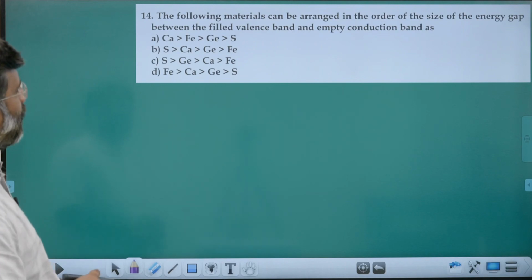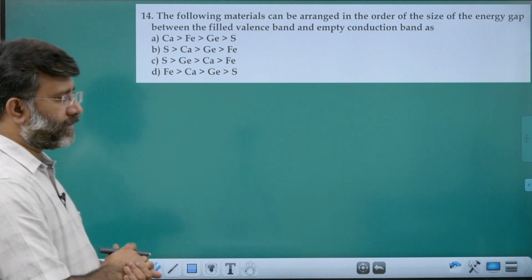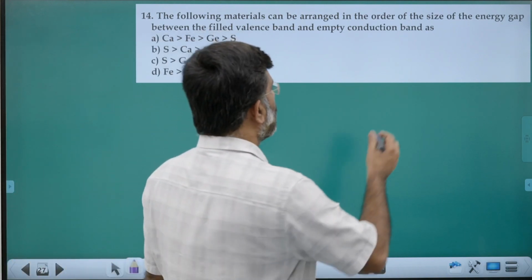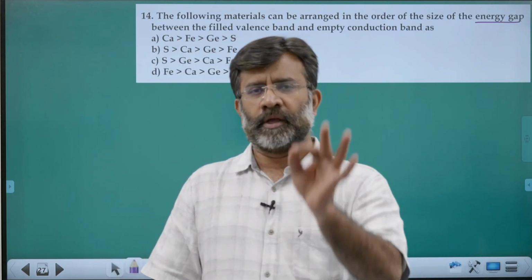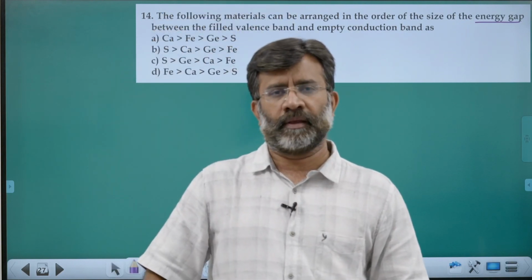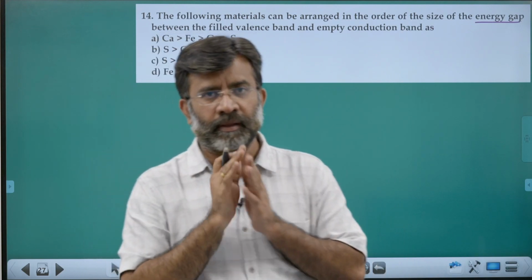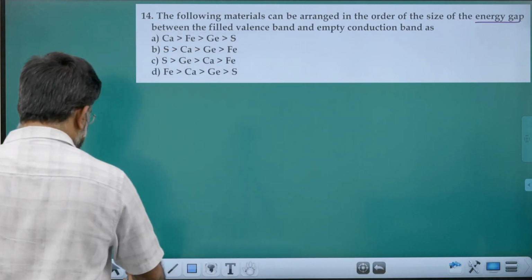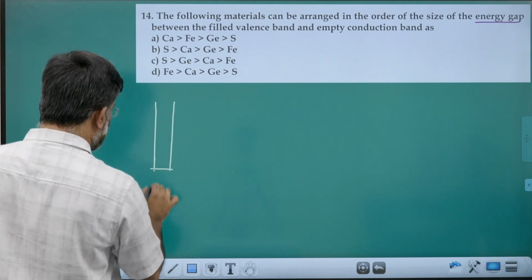Following materials can be arranged in the order of size of energy gap between filled valence band and empty conduction band. The energy gap for filled valence band and empty conduction band, I am sure you remember. For insulators, the energy gap will be very large. For conductors, it may be overlapping, and for semiconductors, it can be a very small gap. So what is the point of arrangement comes?